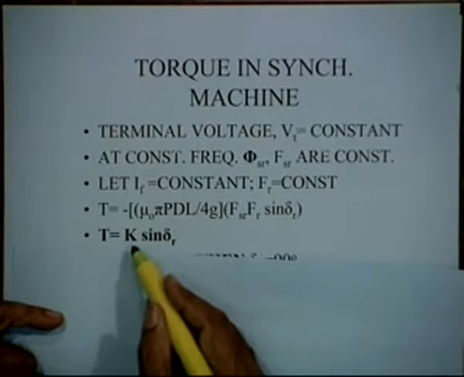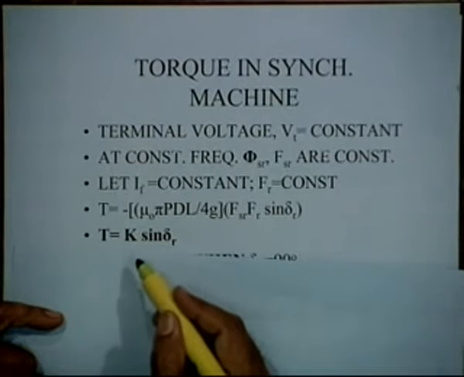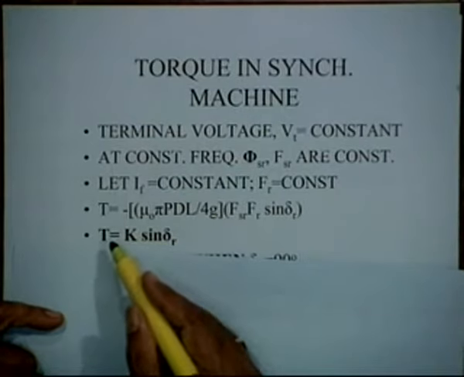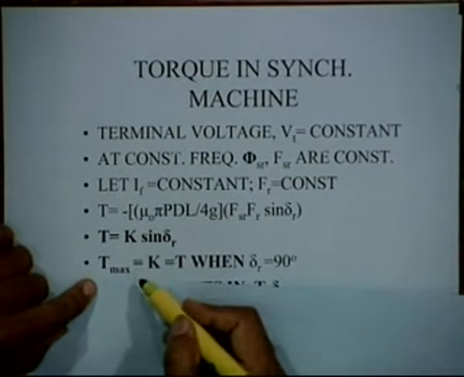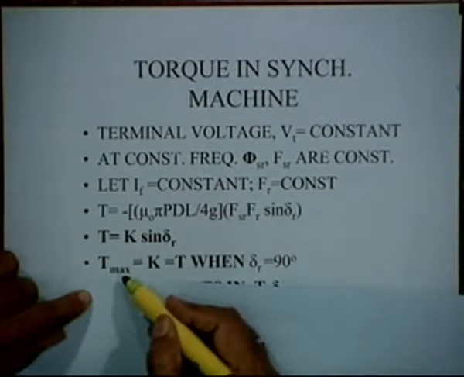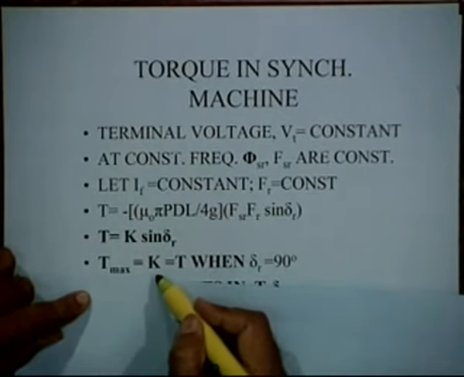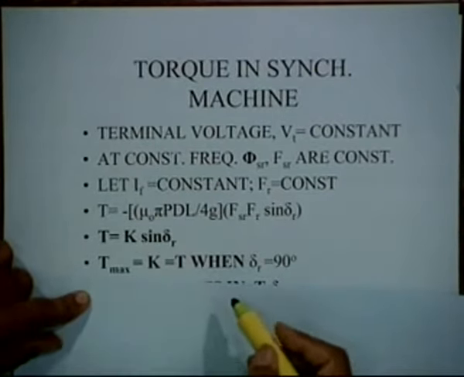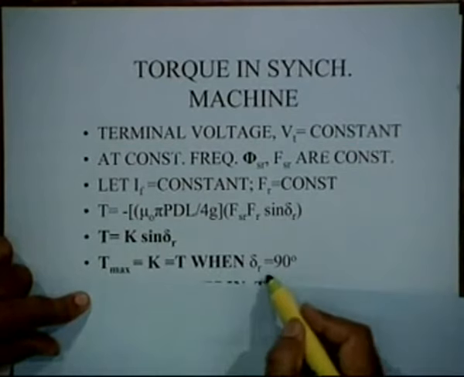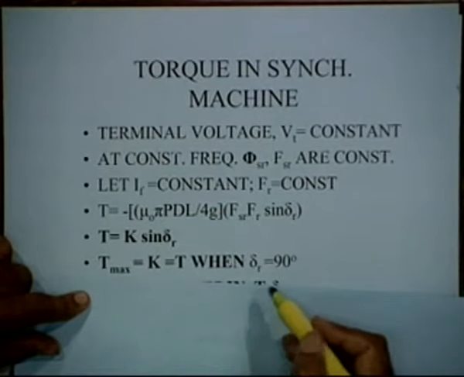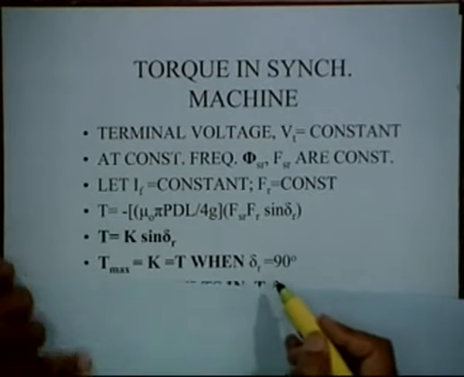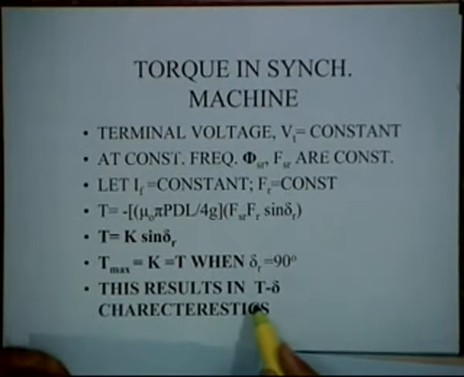Now what will be the unit of that constant? It is also a torque, right. Therefore that torque will be T max, the maximum torque that you will find, which is nothing but the constant K, the torque when delta R is 90 degrees. Now we are concerned with delta R, which is the angle from the resultant to the rotor. So we get a very useful expression. This results in what is known as the torque delta characteristics.